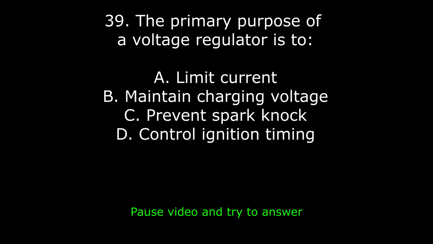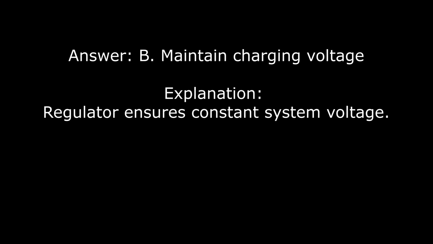39. The primary purpose of a voltage regulator is to A. Limit current, B. Maintain charging voltage, C. Prevent spark knock, D. Control ignition timing. Answer is B. Maintain charging voltage. Explanation: regulator ensures constant system voltage.